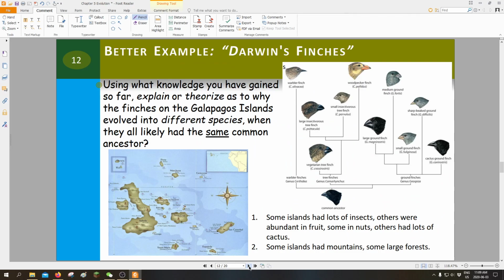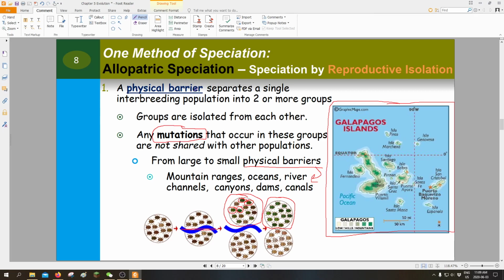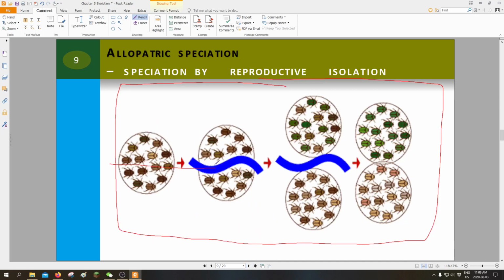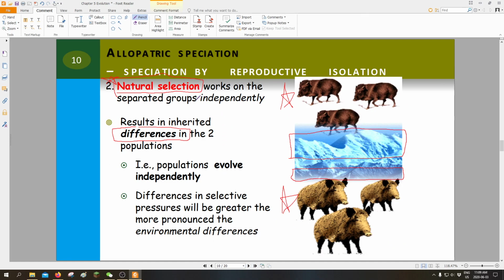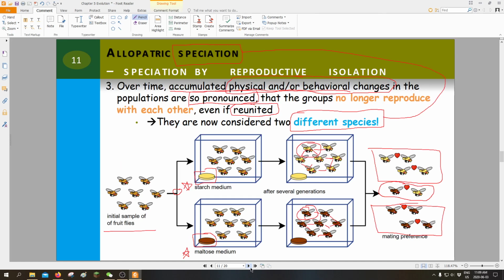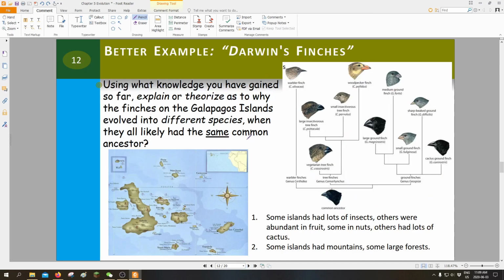Now, you should be able to take points 1, 2, and 3 of allopatric speciation, okay? A physical barrier, number 1. Number 2, natural selection. And then finally, number 3, a long period of time, okay? You should be able to take all of that and apply it to Darwin's finches in the Galapagos Islands, okay? So this is going to be a test question online that I'm going to put on the online quiz, okay? The Galapagos Islands and Darwin's finches.